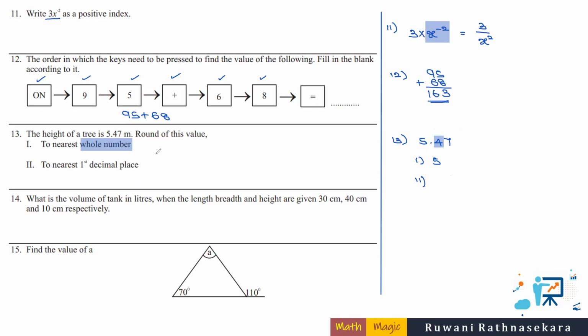Then once you round it off to the first decimal place, you have to look at the second decimal place. The second decimal place of this number is 7, which is more than 5. If the place that you observe is 5 or more, you have to round it off to the greater number. That's what you have to do. Therefore, since 7 is more than 5, you have to consider the greater value of 4, which is 5. Therefore, it should be 5.5.